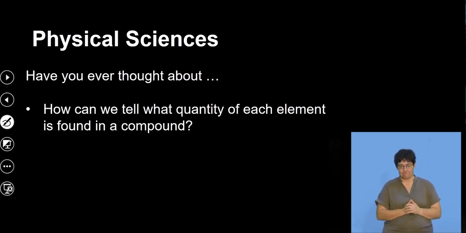Now, the big thinking question that's going to guide us in our discussion is, have you ever thought about how we can tell what quantity or amount of each element is found in a compound, right? First things first, let's break it down. What exactly do we mean by a compound? We're talking about a substance that consists of two or more elements of different types that are chemically bonded together.